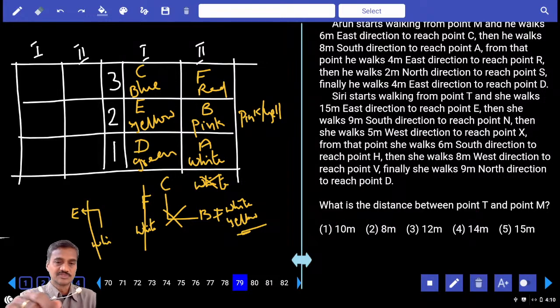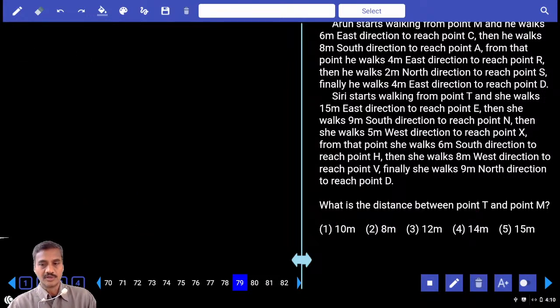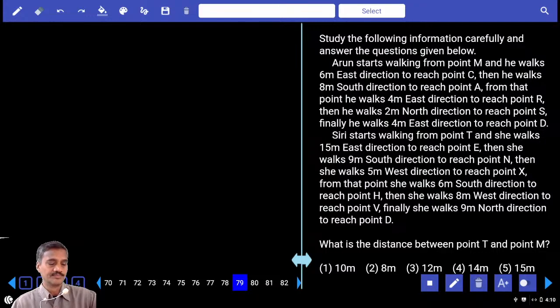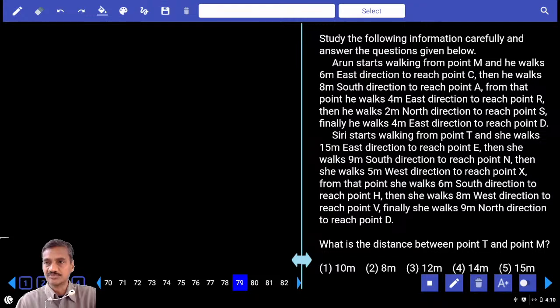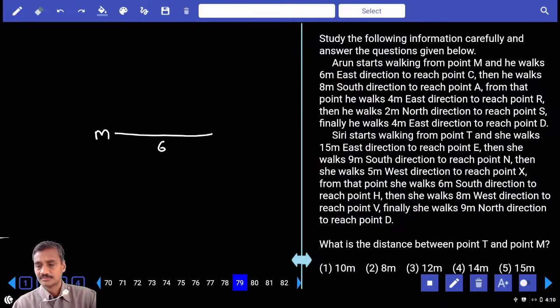Now in question number 79 onwards, Arun starts walking from point M. This is the starting point M. From here Arun walks 6 meters east to reach point C.